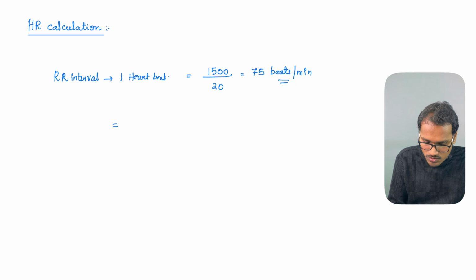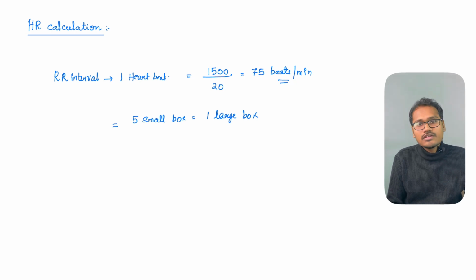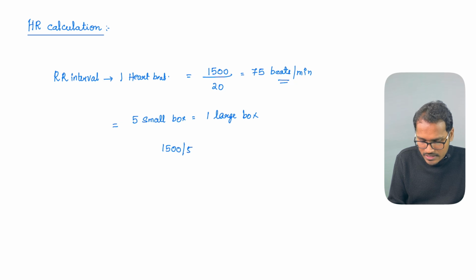And all of us know that 5 small boxes will make one large box. So instead of 1500, what do I have to put? I have to put 1500 divided by 5. That is nothing but 300. Why are we dividing it by 5?